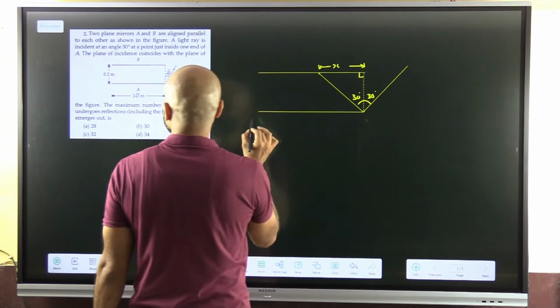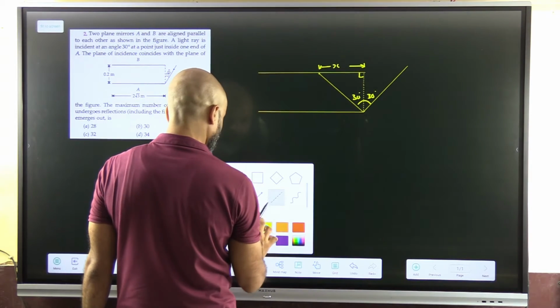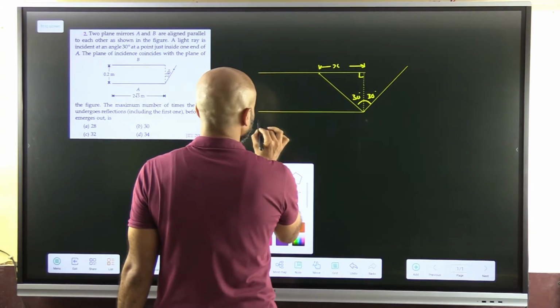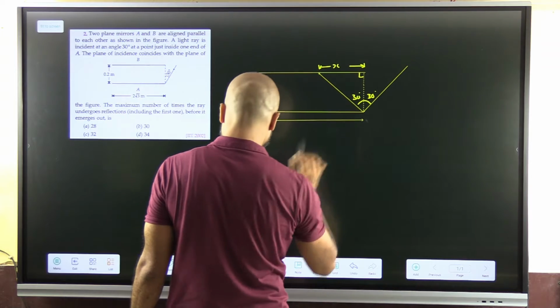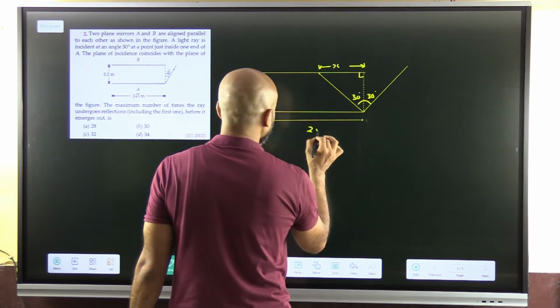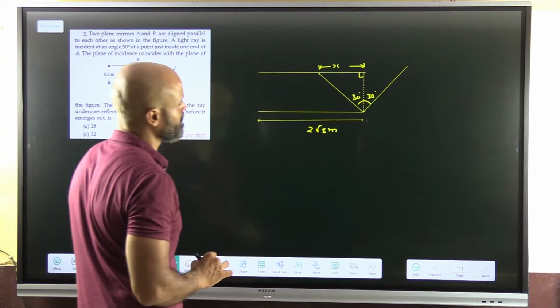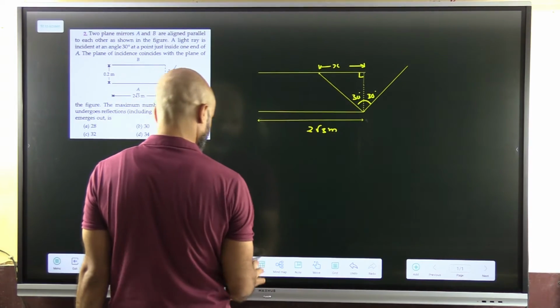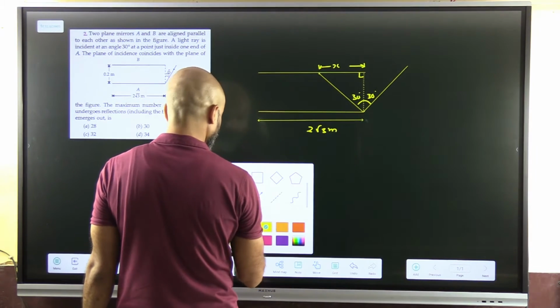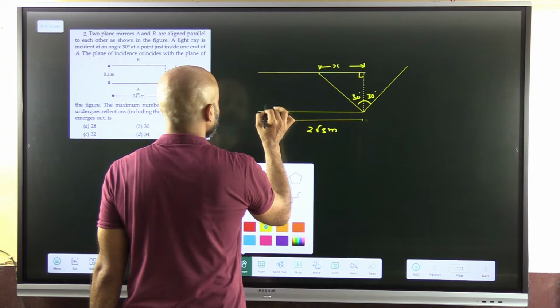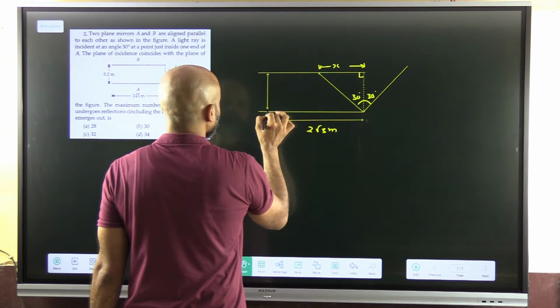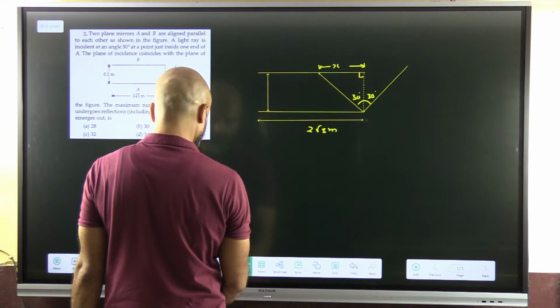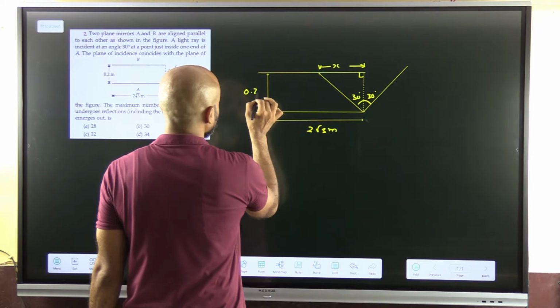We know that this value that has been given here is 2 under root 3 meters, and this value that has been given here is 0.2 meters.